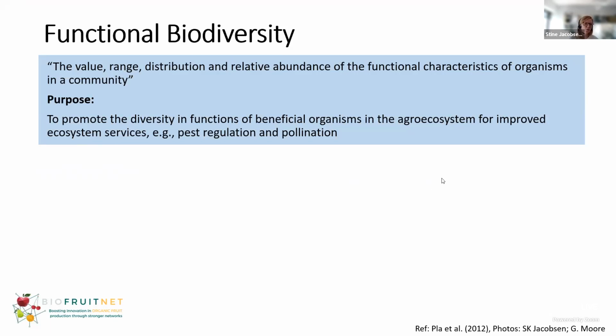So first of all, when we talk about this functional biodiversity in orchards, we not only talk about species diversity, but also the functional characteristics of these organisms and how they are diverse. So it's also related to the distribution and abundance of these organisms. So the purpose of implementing this functional biodiversity is to promote the diversity and functions of the organisms in the agro-ecosystem for improved ecosystem services. And this is, for example, the pest regulation and pollination in the orchards.